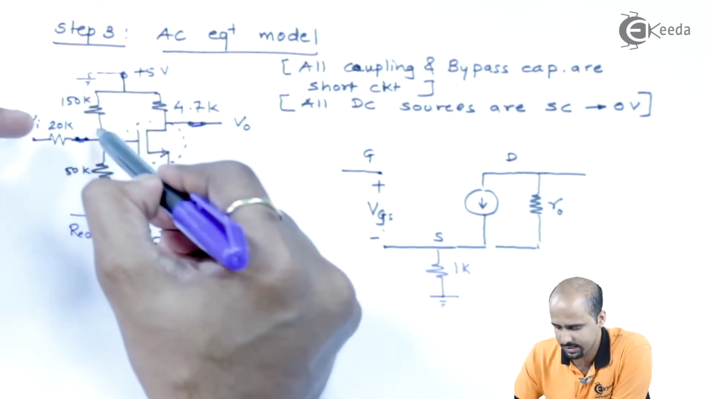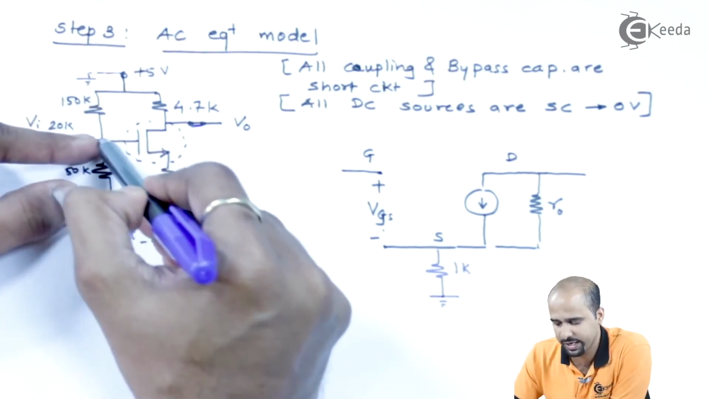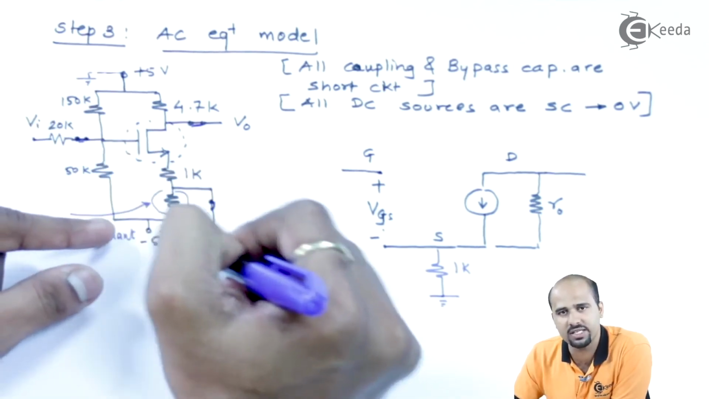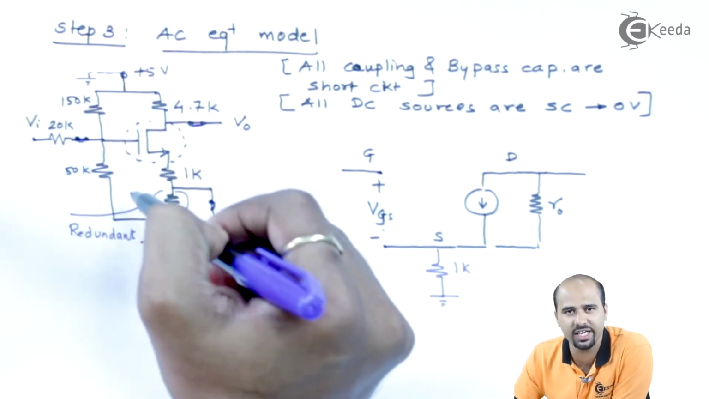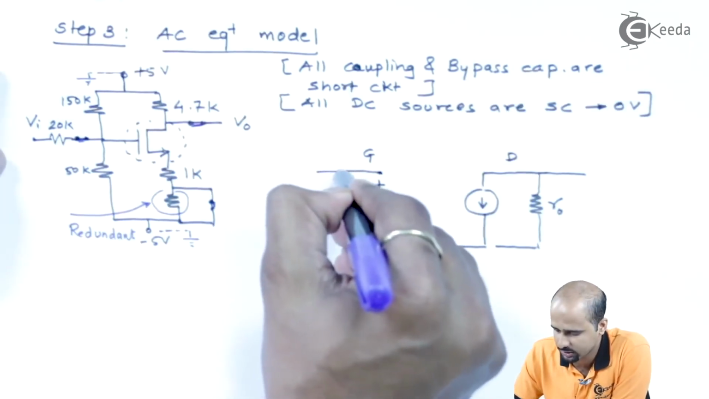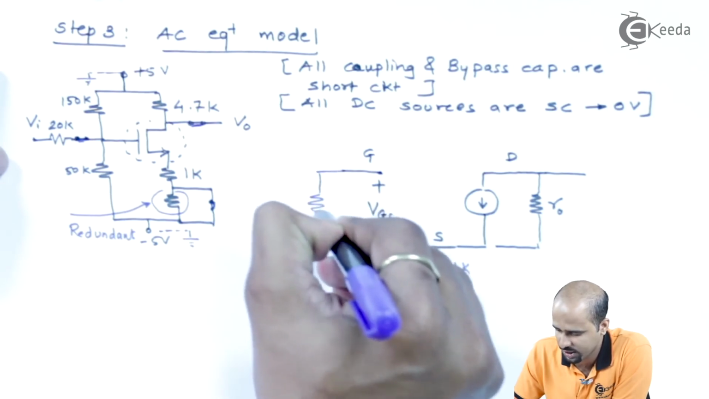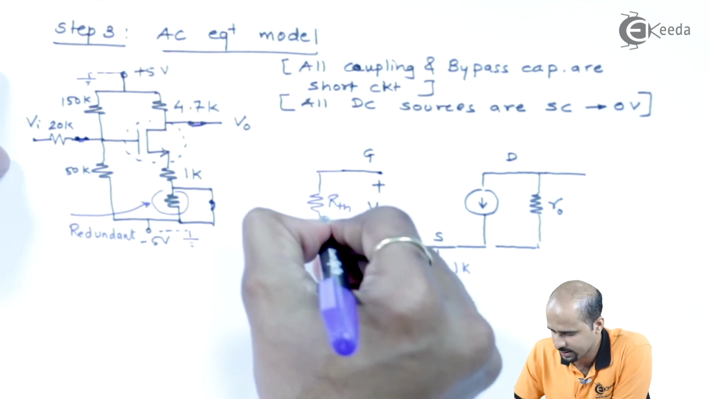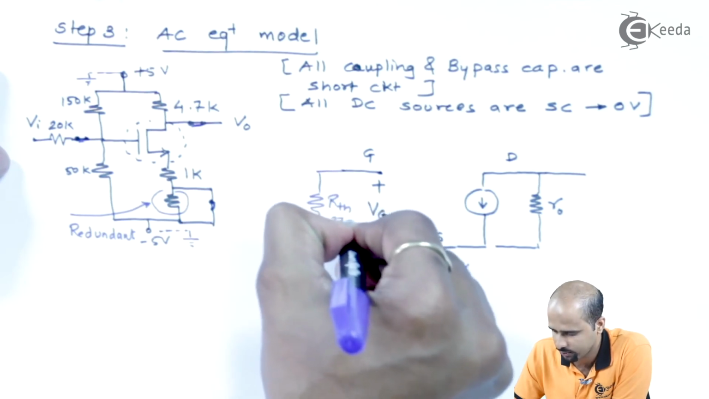How? Let's see. 150K is connected to the gate and ground terminal. 50K as well is connected to the gate terminal as well as ground. So both are connected to the gate terminal and ground, so they form a parallel combination. So I am not writing this as 150K, I will just write this as RTH, right? And that is equal to 37.5.